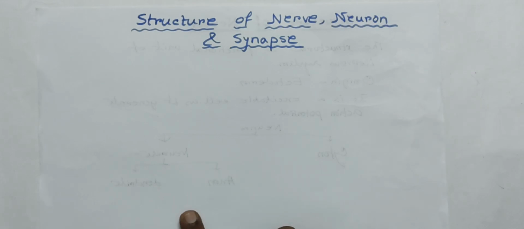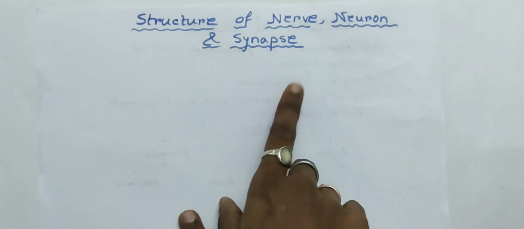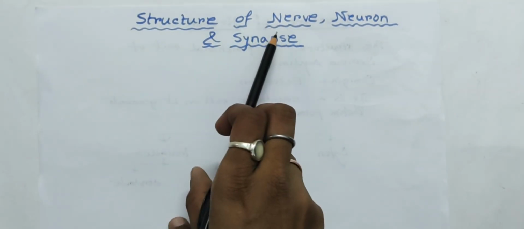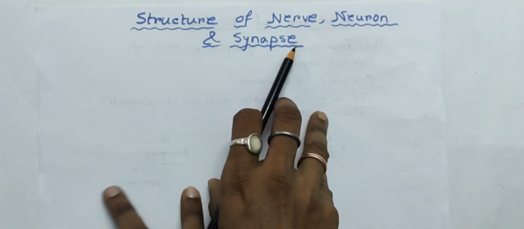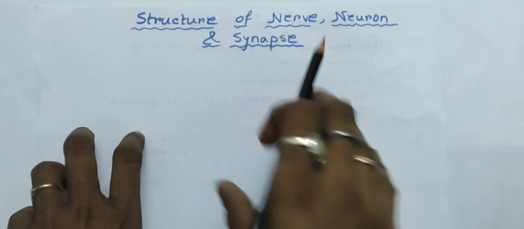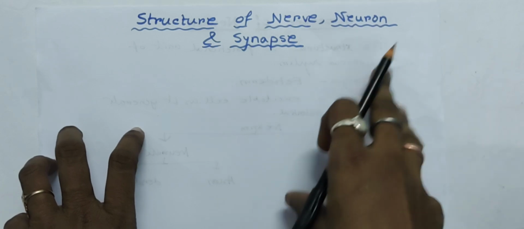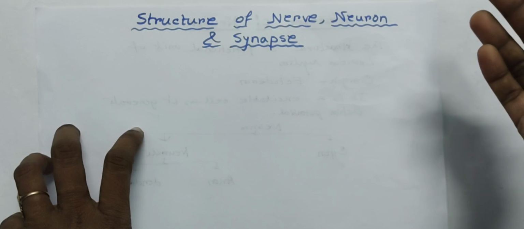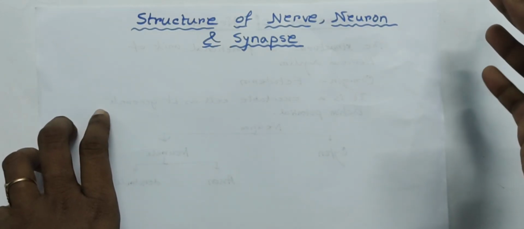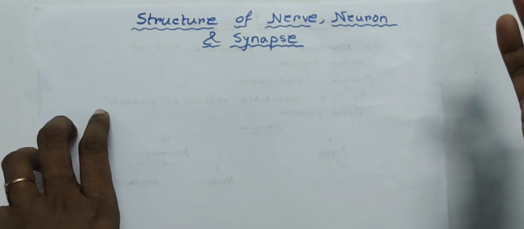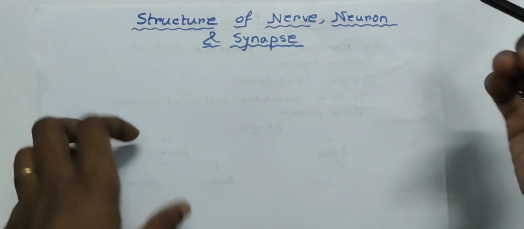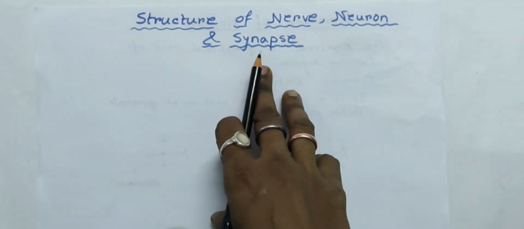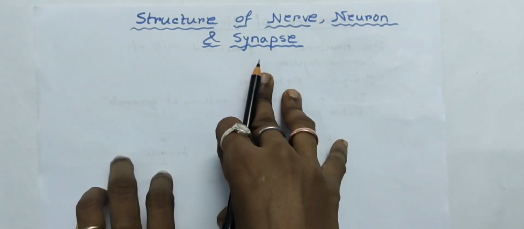Today's topic is structure of nerve, neuron and synapse. These topics come under the nervous system. Okay, so what is the nervous system? This system helps us to coordinate with the environment. We can relate ourselves with the environment, with the different changes that we realize, because of having our nervous system. Okay, so nerve, neuron and synapse are the topics for today.